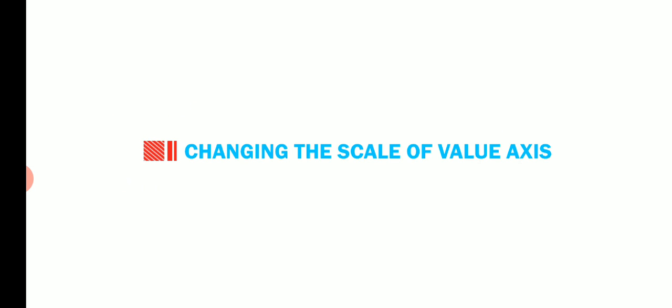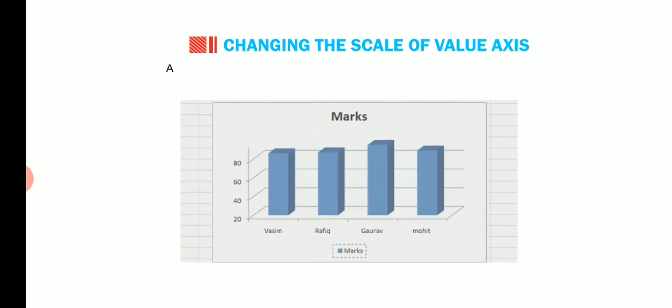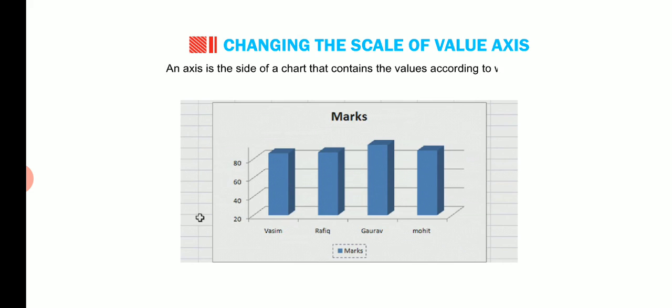Let us learn how to change the scale of the value axis. An axis is the side of a chart that contains the values according to which a chart is plotted. When a bar chart or a column chart is created, it has an x-axis and a y-axis. We can, however, customize the scale to meet our needs and requirements.